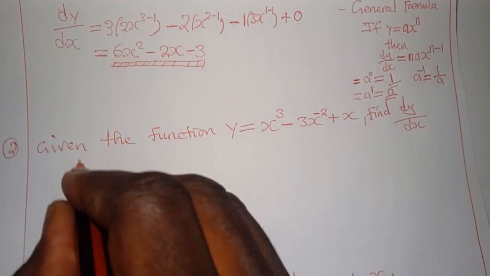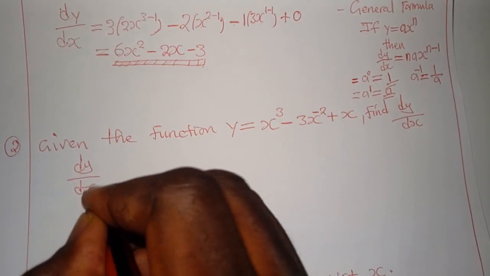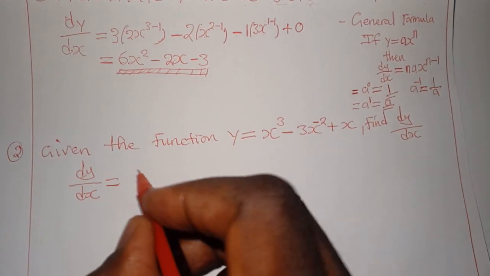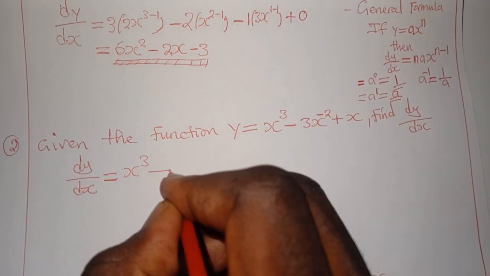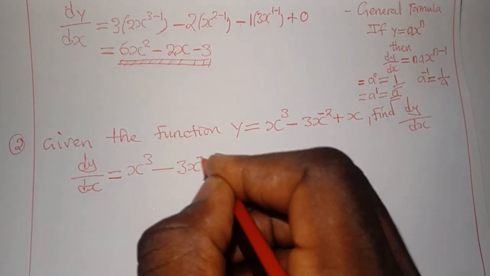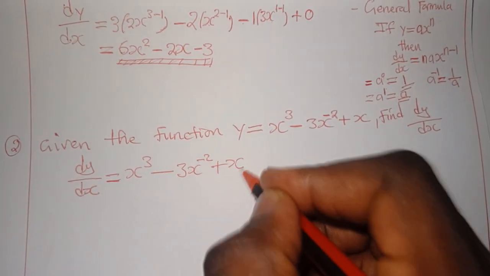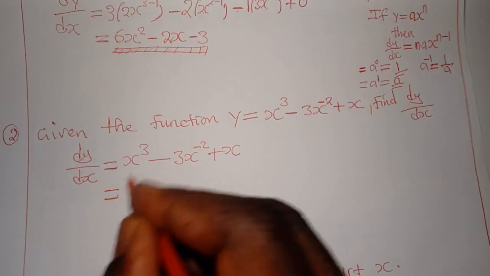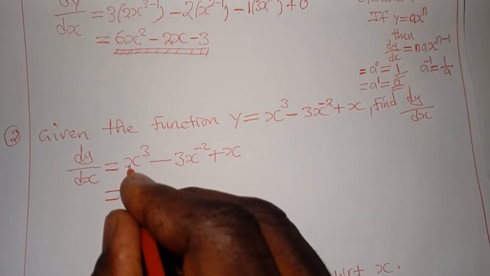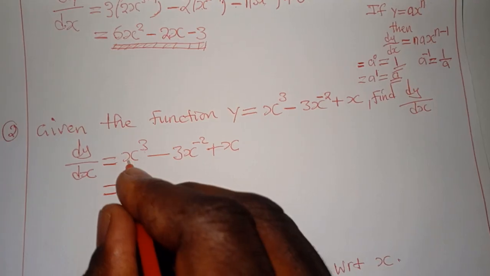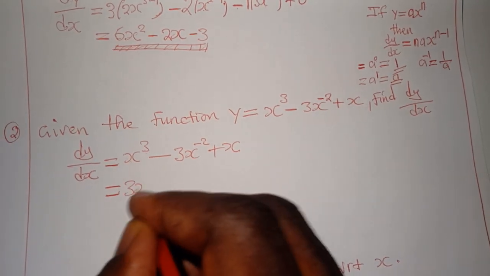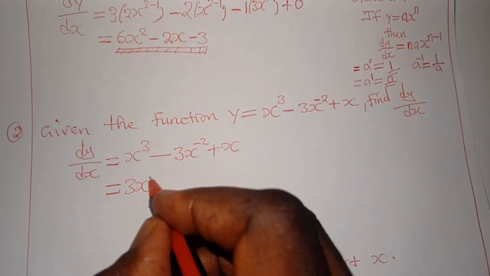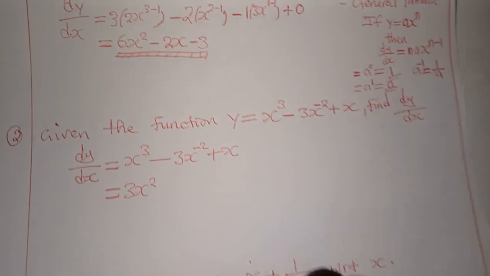So you come here, you say dy dx of this. So we're going to have x to the power 3 minus 3x to the power negative 2 plus x here. So here, the power of x is 3. So 3 will multiply with the coefficient of x, in this case 1, which will give us 3x. Then what is 3 minus 1? It will give us a 2.